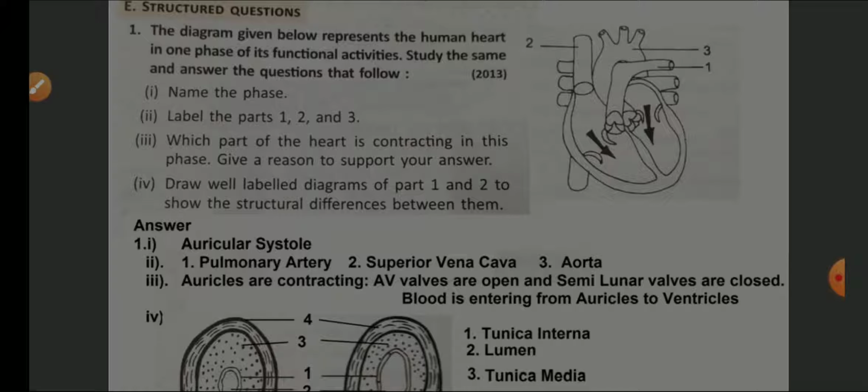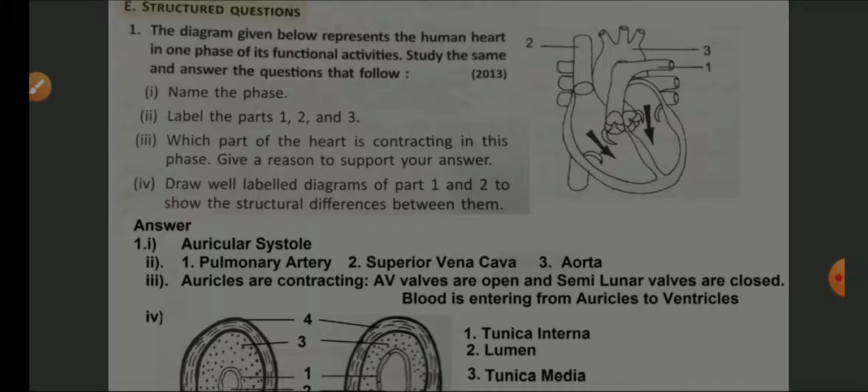Question number 1. Name the phase. Label 1, 2, 3. Which part of the heart is contracting, and give the reason to support your answer. Draw the well-labeled diagram of 1 and 2 with the structural difference between them. So question number 1, name the phase.